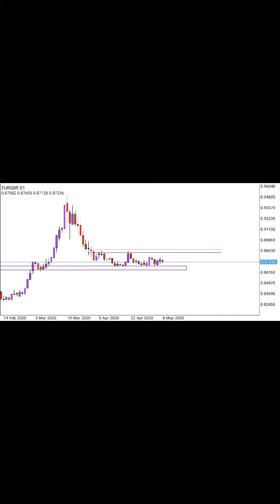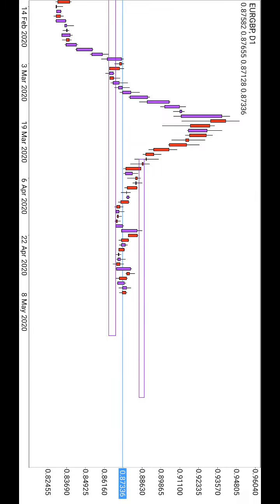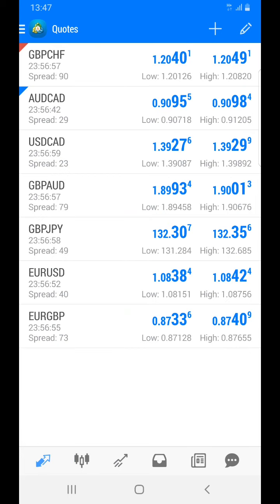Okay, so in this case there's no demand broken, there's no supply broken. Just like USD, there's supply broken, so there is a setup. But this one, nothing is broken, so it's like tossing a coin. So I'm not going to go for this, but I'm going to keep on the lookout. Okay, that's it for Euro GBP.